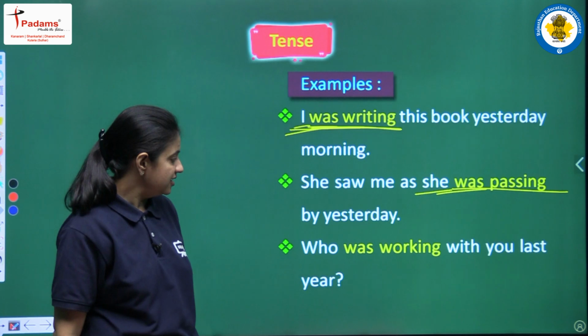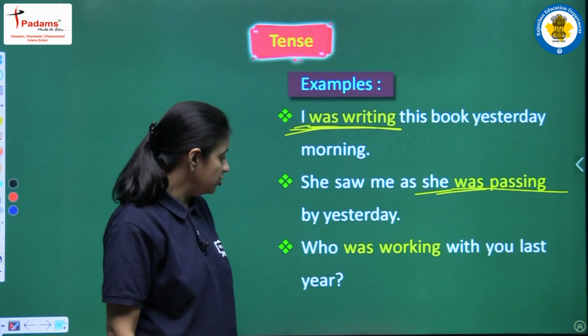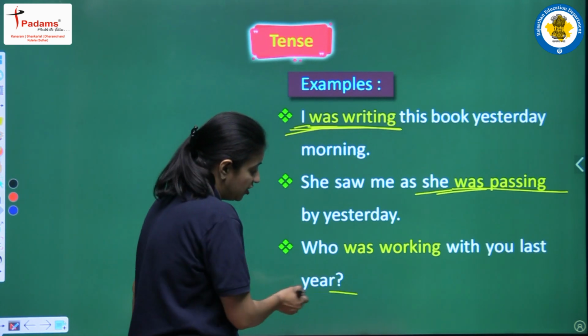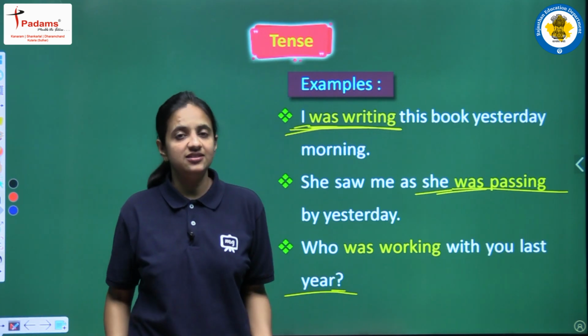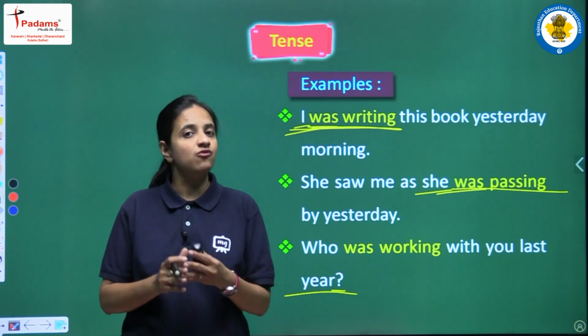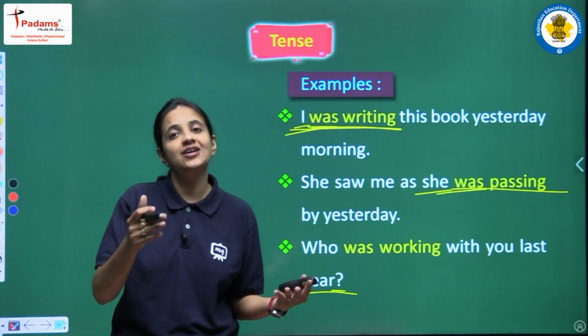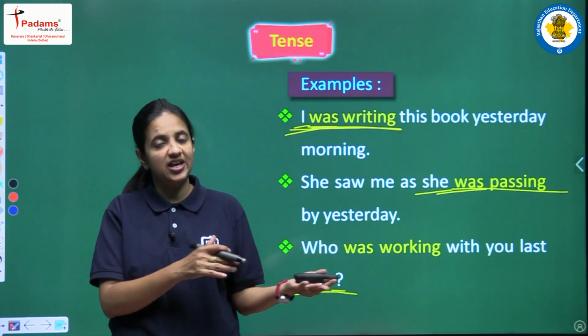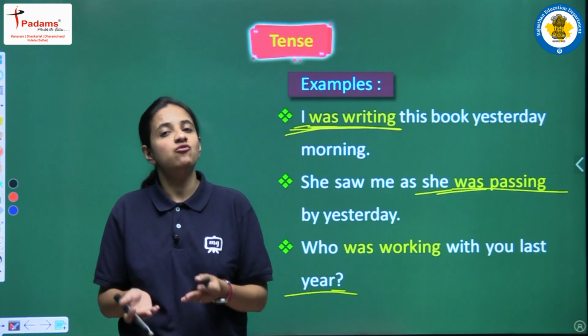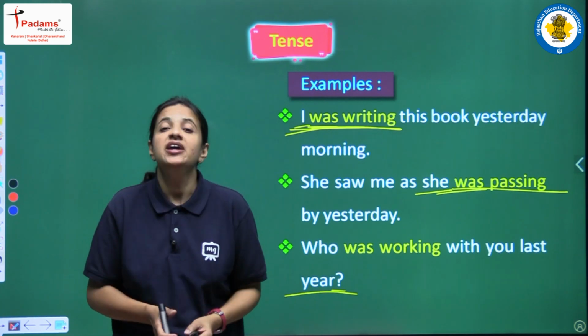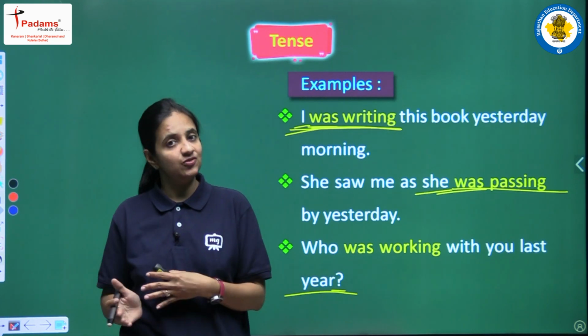The next sentence is, who was working with you last year. So this is the interrogative sentence. We are having one question mark at the end of the sentence. So in this tense, past continuous tense, we won't have different rules for negative, interrogative or positive sentence. Okay, the rules will be same. Always we have to use was and were, or we can say the helping verb. It won't be hidden. Always it will be there.